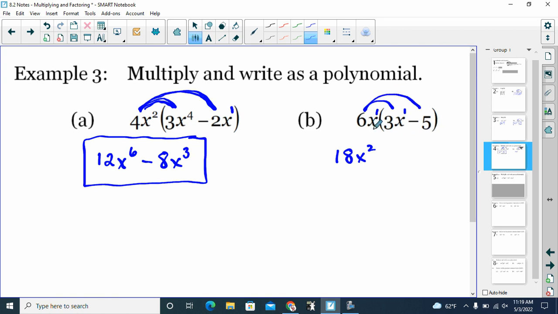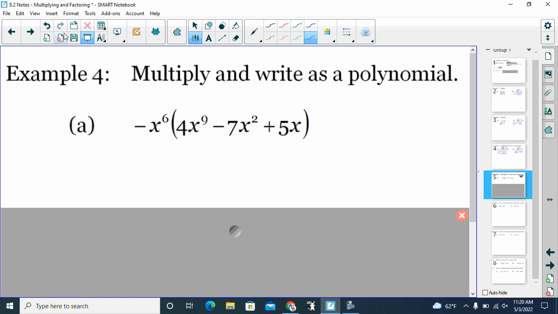6x times negative 5. 6 times negative 5 is minus 30, and I have x when I multiply it. And there's our answer. 18x squared minus 30x.